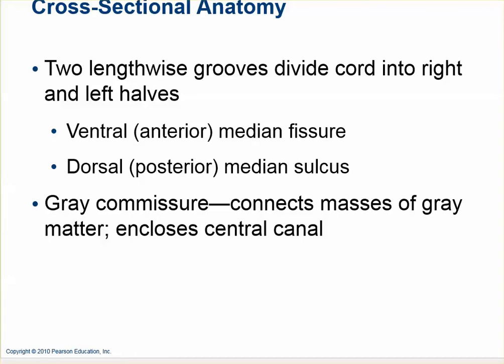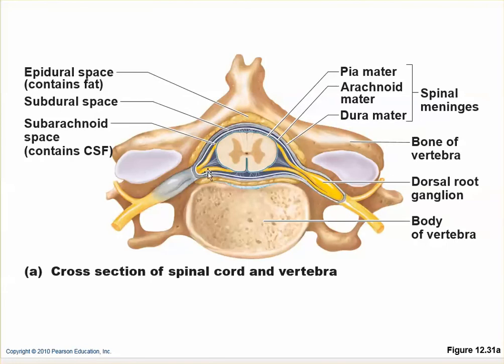And the gray matter is actually in the center. So when we look at it, the gray matter, the unmyelinated stuff, has this butterfly look surrounding that central canal here. These are the fissures and sulcus here. You'll see that the nerves come off here and here. This is called the dorsal ramus. This is called the ventral ramus.